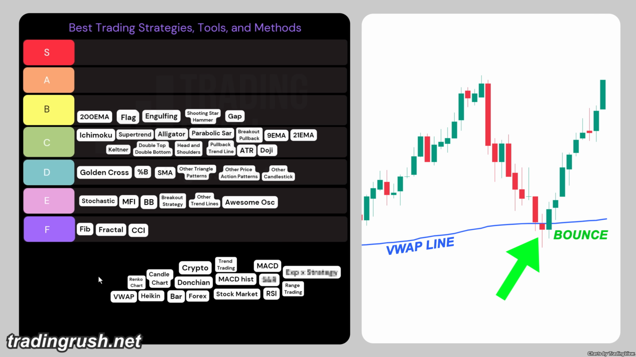The next one is the VWAP indicator. This is when you wait for the price to bounce from the VWAP line in the stock market. This is one of my favorite indicators, and I would put it in the B tier.